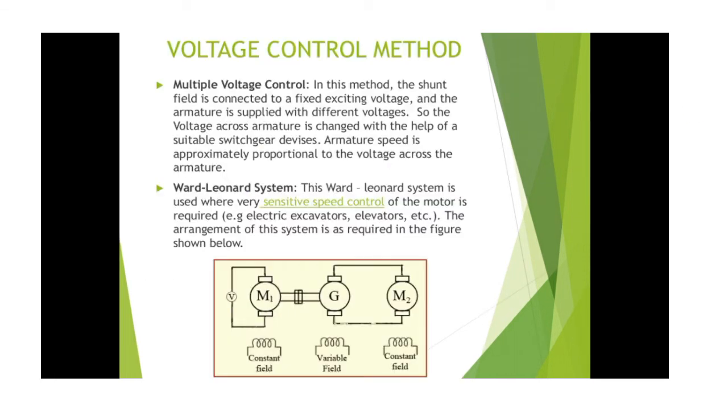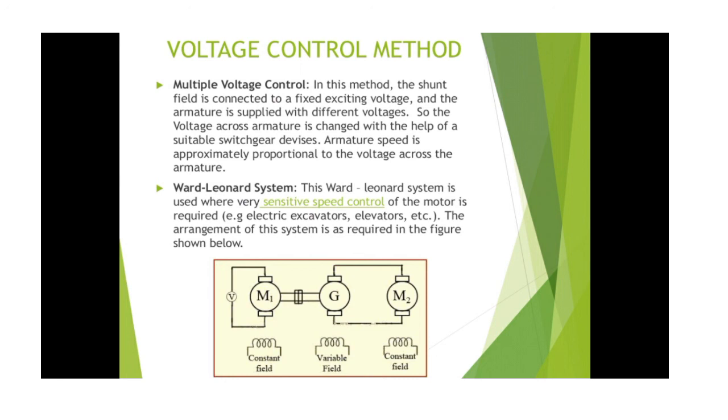Voltage control method. Multiple voltage control. In this method, the shunt field is connected to a fixed exciting voltage and the armature is supplied with different voltages. So the voltage across armature is changed with the help of suitable switchgear devices. Armature speed is approximately proportional to the voltage across the armature.